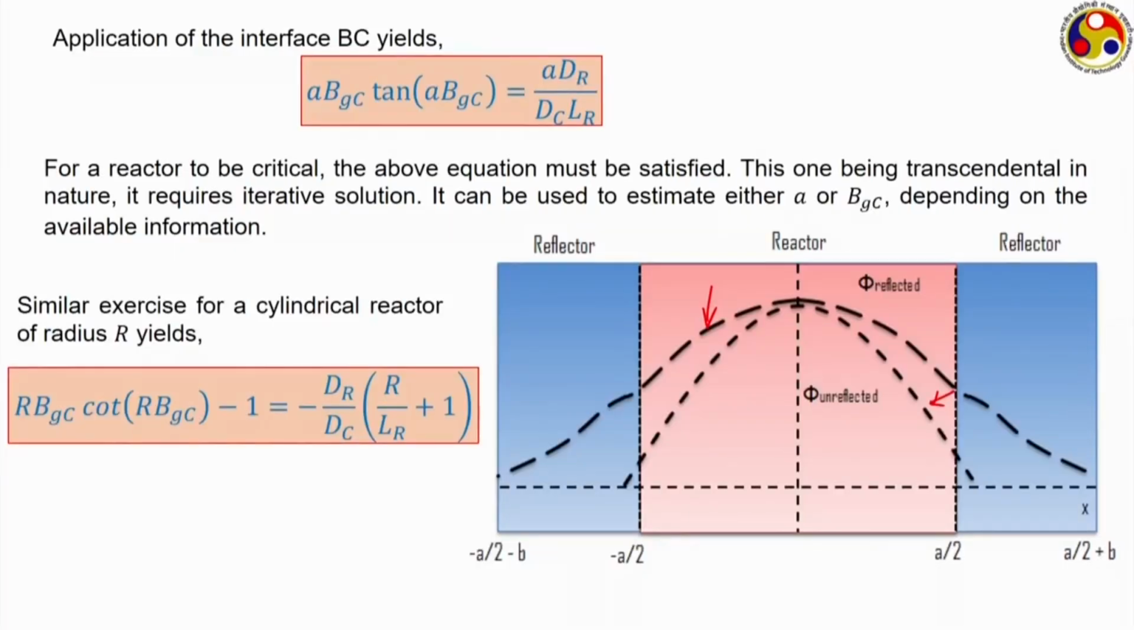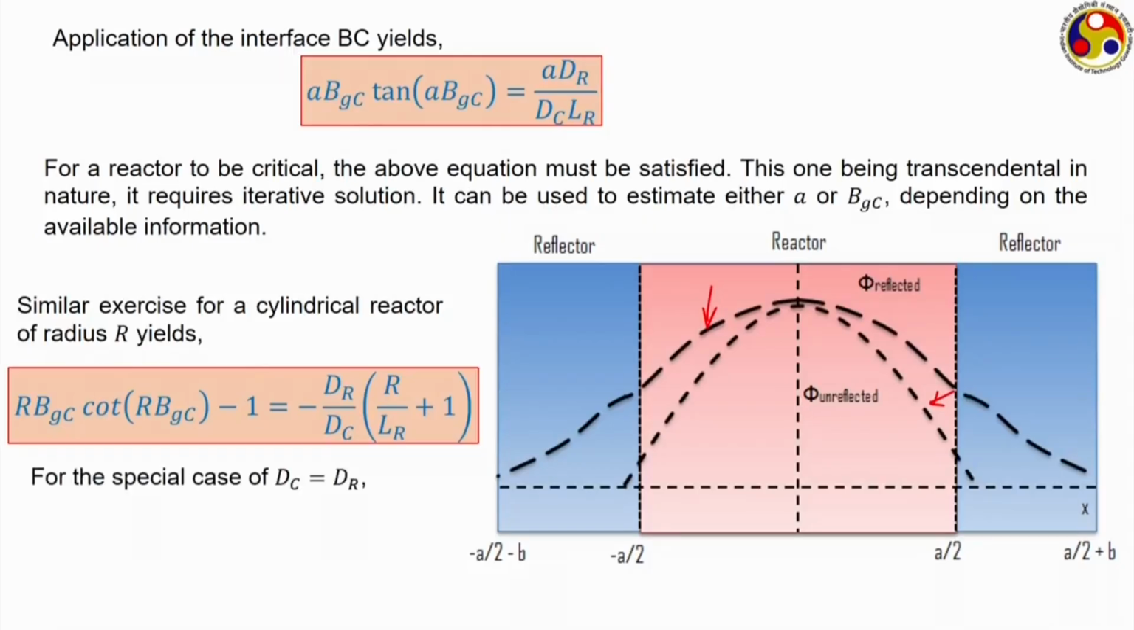Next, we do the same exercise. It was done for an infinite slab reactor, which is a bit of an idealization. If you do it for a cylindrical reactor, we are going to get this kind of relation. Another transcendental equation here, where R refers to the radius of the cylinder.